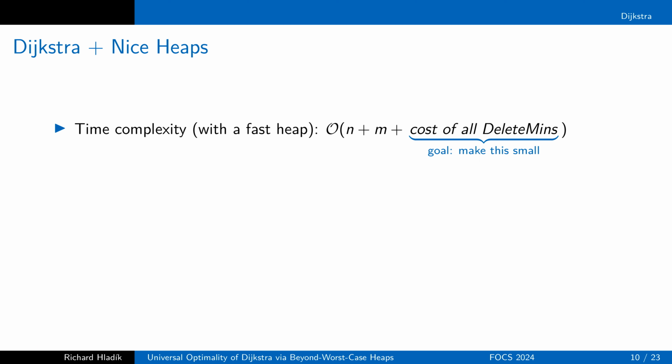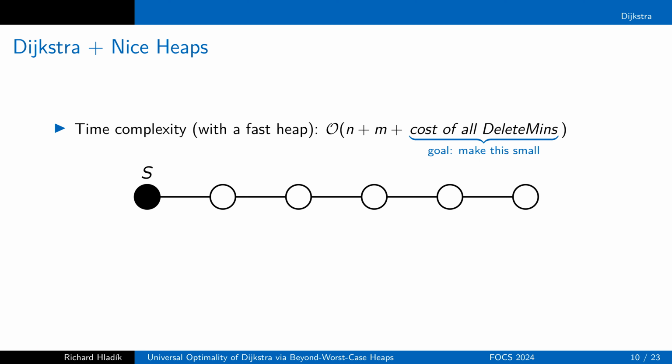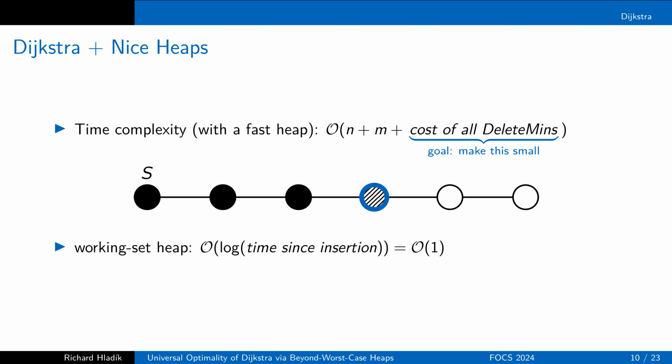Let's illustrate this on an example graph. We can start with a path. If we run Dijkstra on the path, it will walk along this path and always insert an item into the heap and then delete it immediately. So if we use a working set heap, then each delete-min costs us a constant, because we are deleting an item with a constant age. But this isn't a good example, because even a good old regular, let's say Fibonacci heap, will run in constant time per operation, because the heap has size 1.